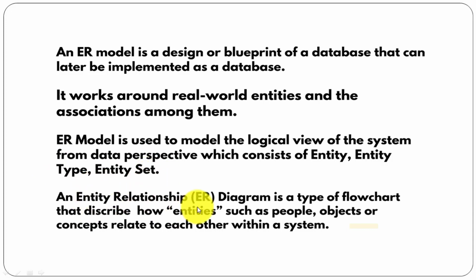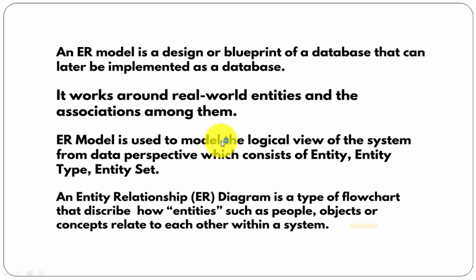Now, an entity relationship diagram is a type of flowchart blueprint. We can describe how entities such as people, objects or concepts relate to each other. That means it gives the relation between one entity and another entity within the system. That is nothing but an entity relationship diagram.